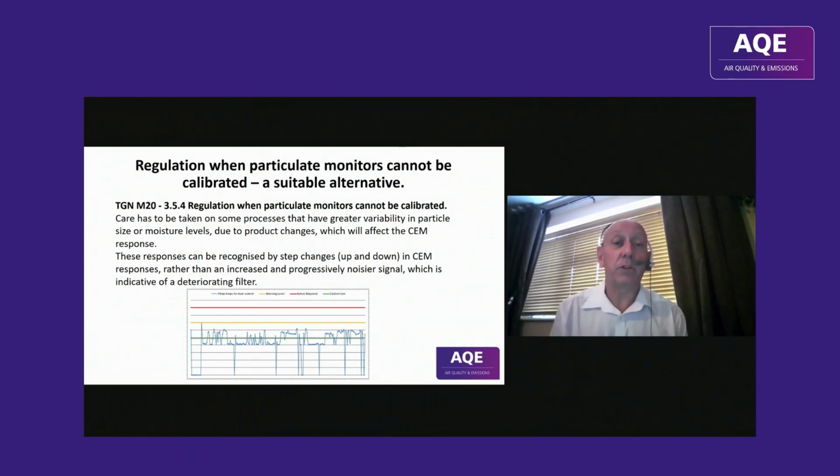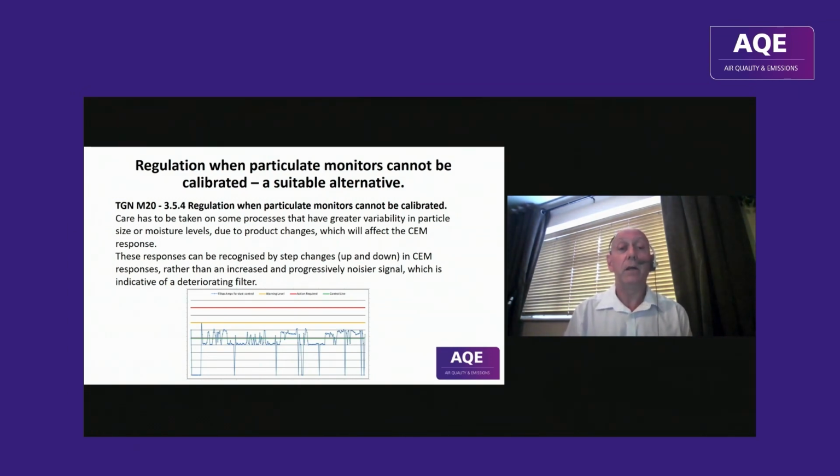Care has to be taken on some processes if this control chart methodology is used, especially with processes that have greater variability in particle size and moisture levels due to product changes, which will affect the SEM response. These responses can be recognized by step changes up and down, rather than an increase in progressive noisier signal, which is indicative of a deteriorating filter.